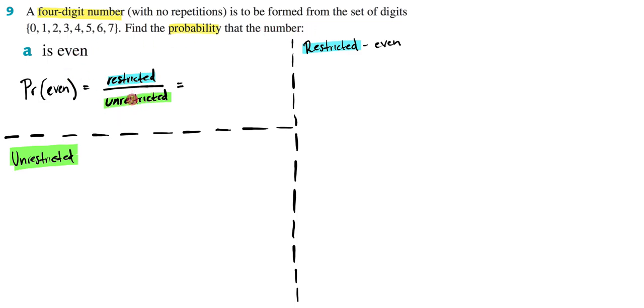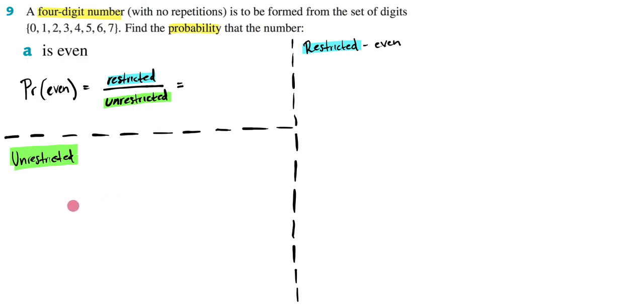Now, as you see, I've already written something out here. I've written the probability of it being even is going to equal the restricted permutations over the unrestricted ones. So the restricted ones are going to include all the even ones that we have, so all the different permutations that create an even 4-digit number. And the unrestricted is just going to be all the permutations altogether, even and odd. Let's first begin by figuring out what the unrestricted ones are going to be.